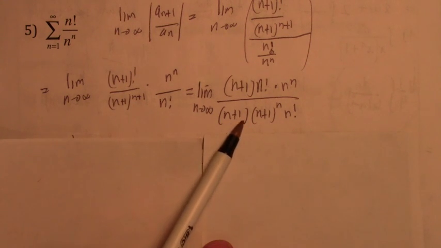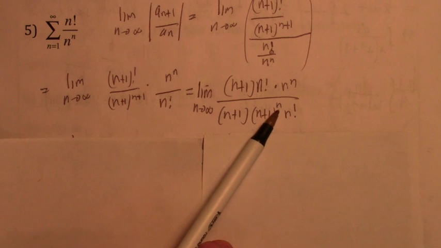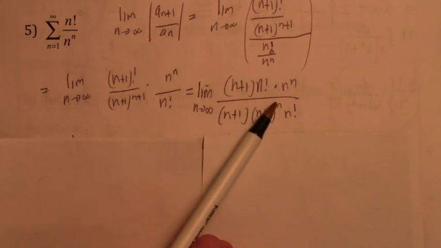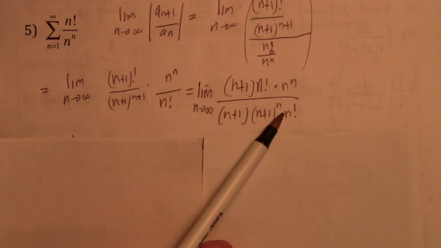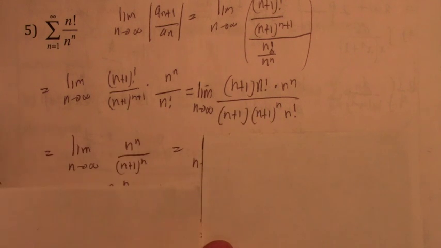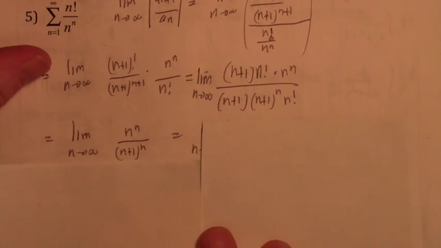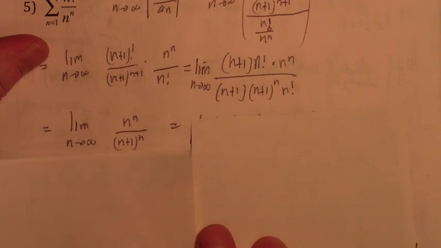So then you get n plus 1 times n plus 1 to the n. Okay? So the n factorials, can you see why the n factorials cancel? And the n plus 1s cancel, and it simplifies to this. You might want to hit the pause button and think about that for a minute.